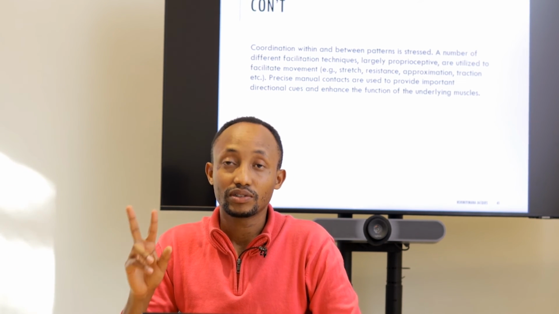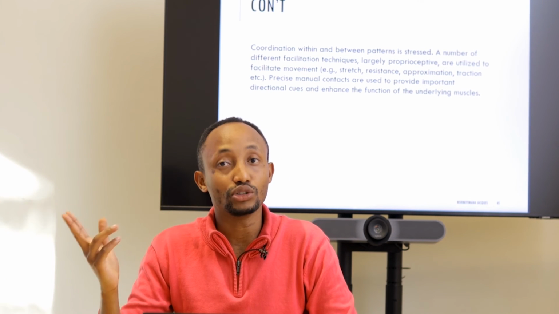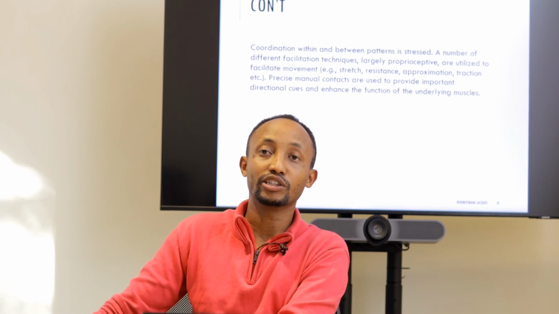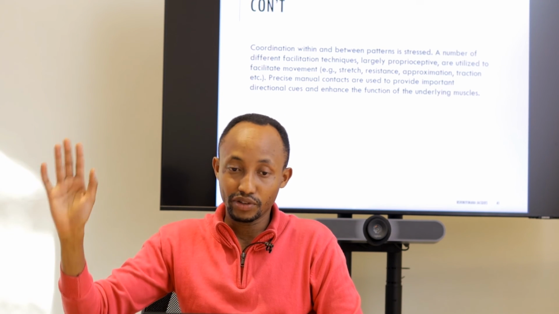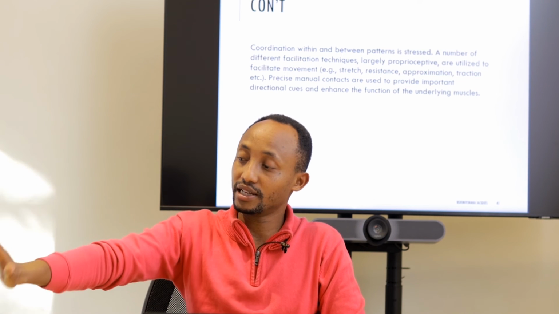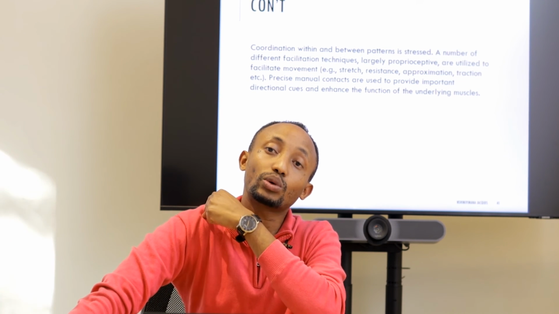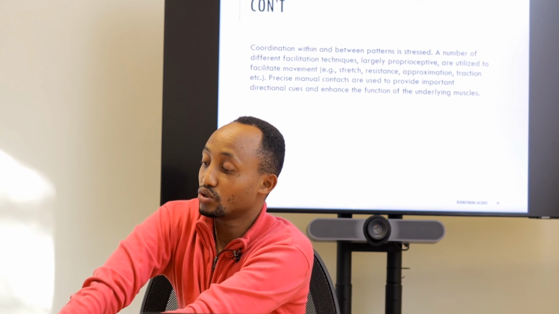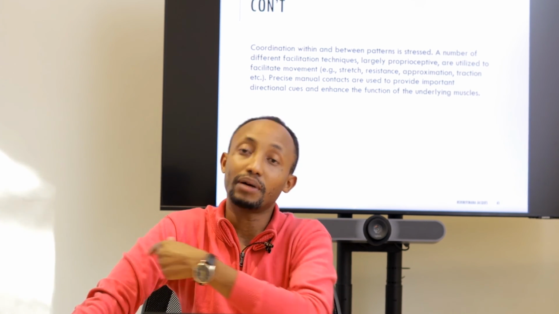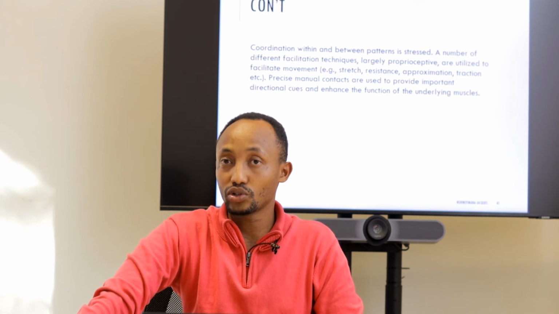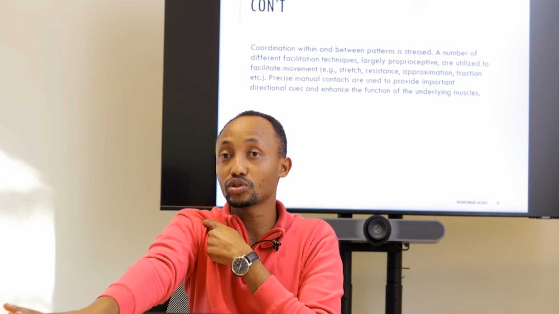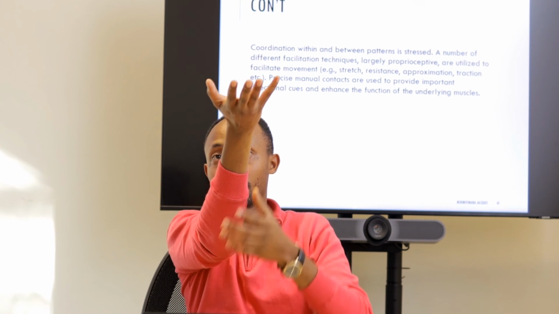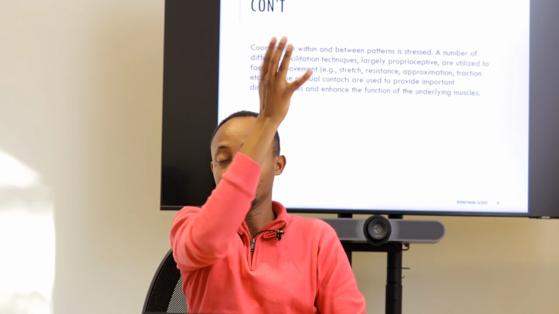Remember, I mentioned diagonal patterns, D1, D2. We have patterns in the upper extremity and in the lower extremity. For example, for the upper extremity, we have a D1 pattern. It starts in extension of the shoulder, extension of the wrist, the elbow, the wrist, internal rotations. So this is the pattern. It starts like this and it goes in the opposite direction, where you flex the shoulder, you rotate externally, and you flex, and you do this.